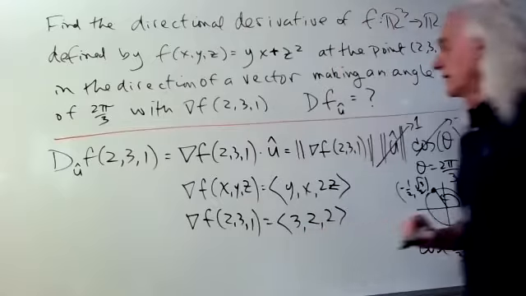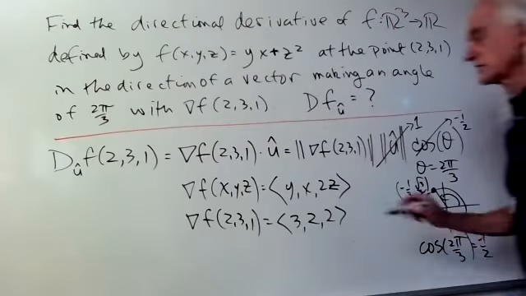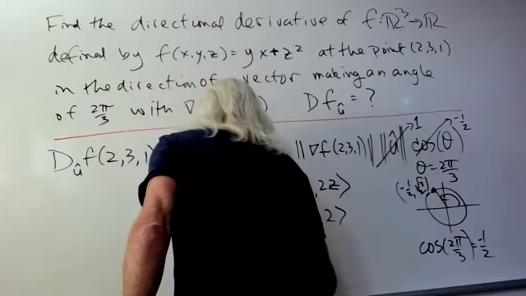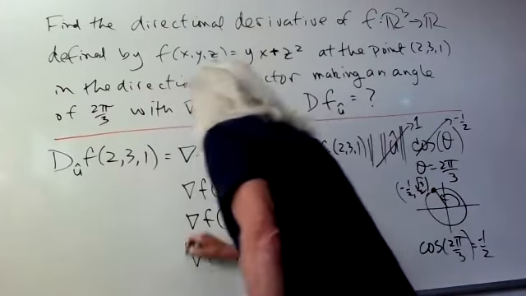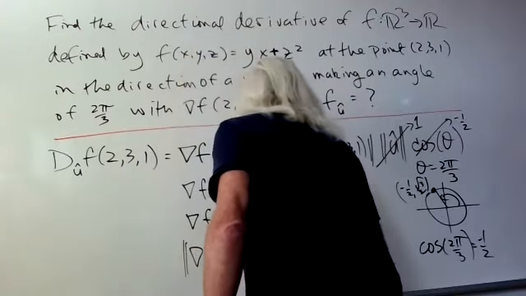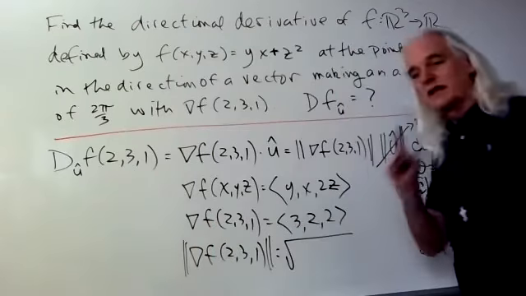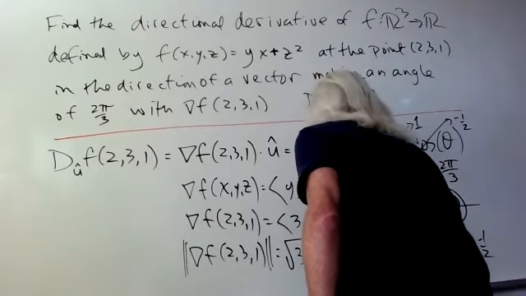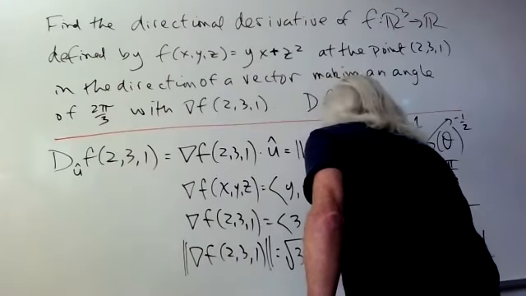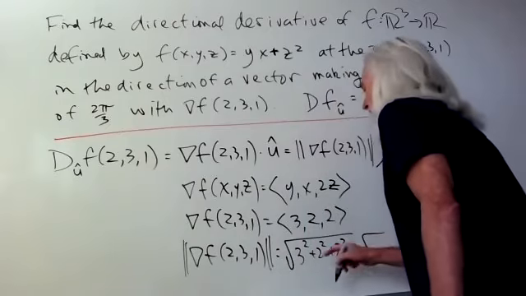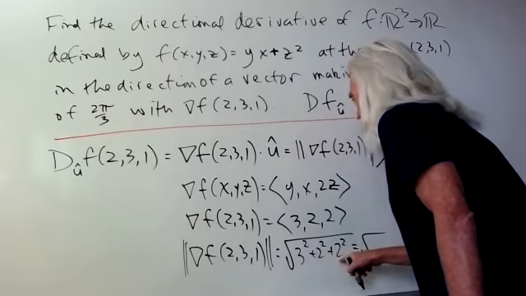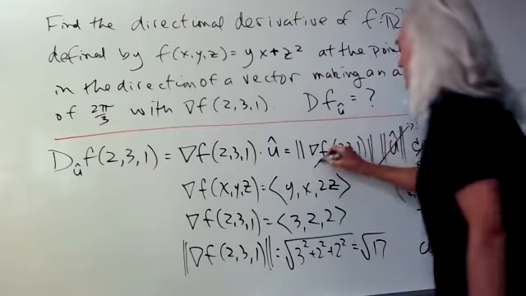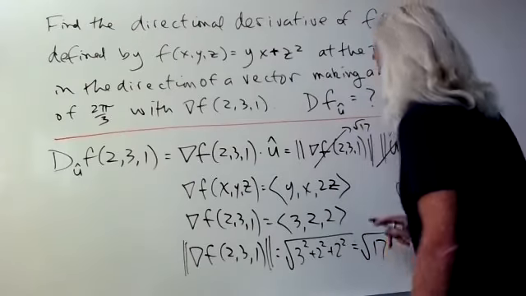So that's 2. The gradient of f at 2, 3, 1 is (3, 2, 2), and its magnitude is the square root of the sum of the squares of the components. That's 3 squared plus 2 squared plus 2 squared. That's the square root of 9 plus 4 plus 4, 9 plus 8. That's the square root of 17. Okay, so this number is the square root of 17.